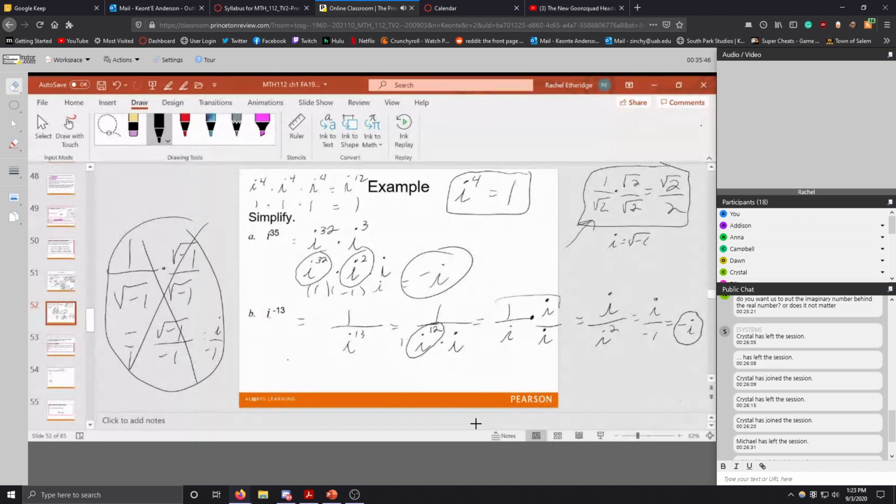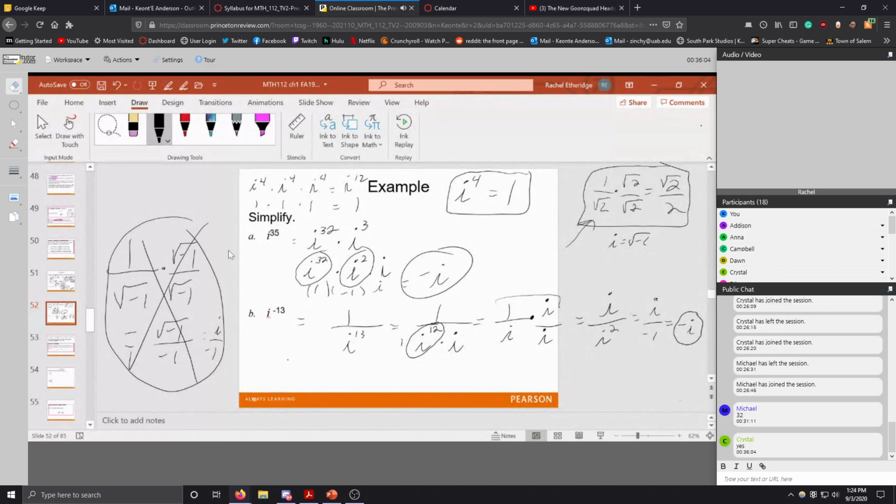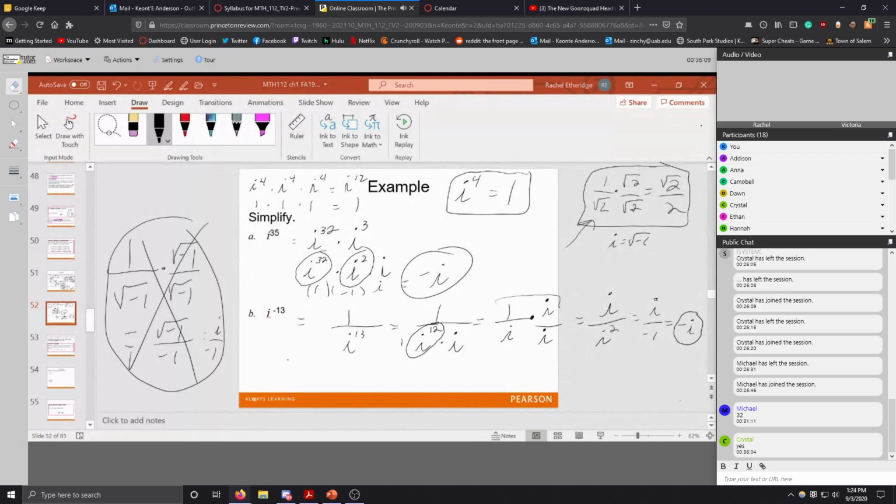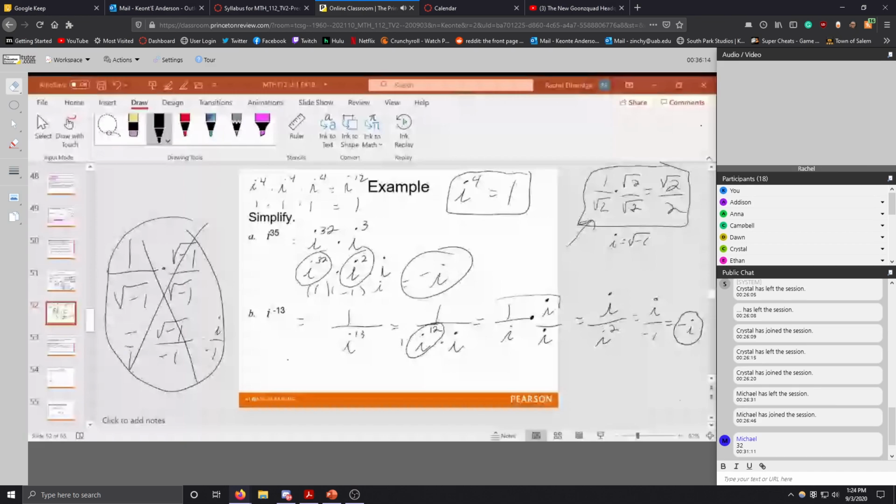Okay. So is anybody having any struggles with that? The definition of i and how to break down an exponent? Do I need to do another example like that, or are y'all okay with that? Another example. Okay. Gotcha.